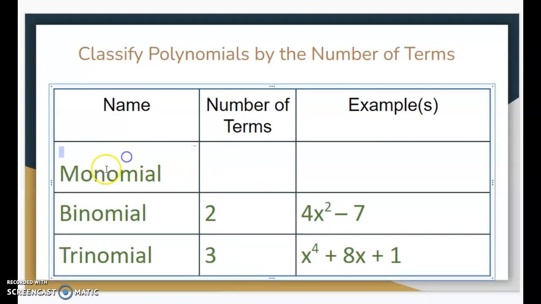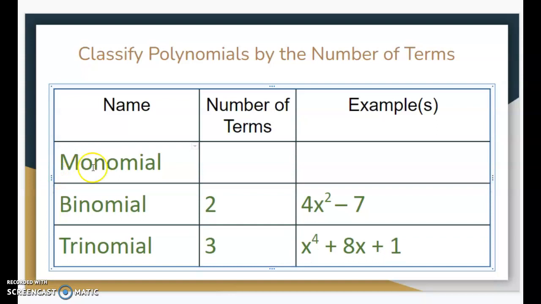The most basic polynomial is called a monomial. Just like monotheism is a religion where you believe in one God, a monomial will only have one term. For example, 3x, just the one thing. It's not really being added or subtracted, it's just this monomial, right? Number of terms: 1 term, monomial; 2 terms, binomial; 3 terms, trinomial.